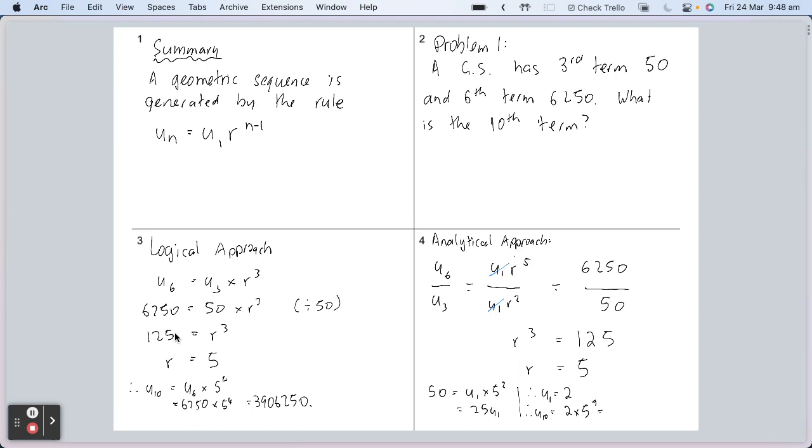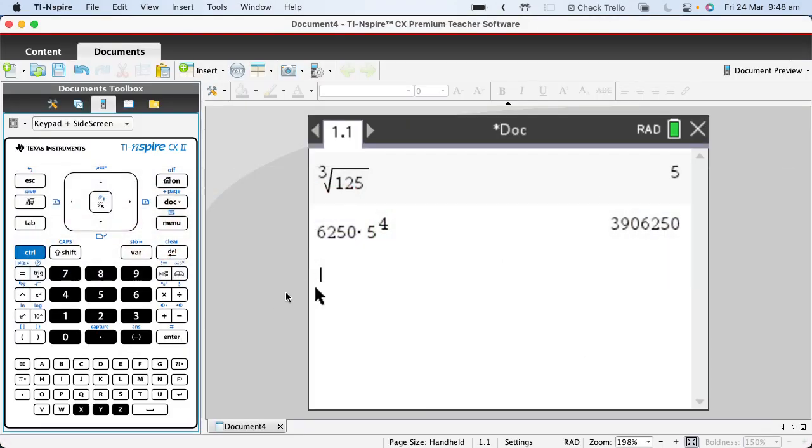I'll do it on the calculator so you can sort of see it in action, but fingers crossed it gives me what I want. 2 multiplied by 5 to the power of 9, same number, 3,906,250. There you go. So that's how you'd use your calculator to do that. Now, warning.